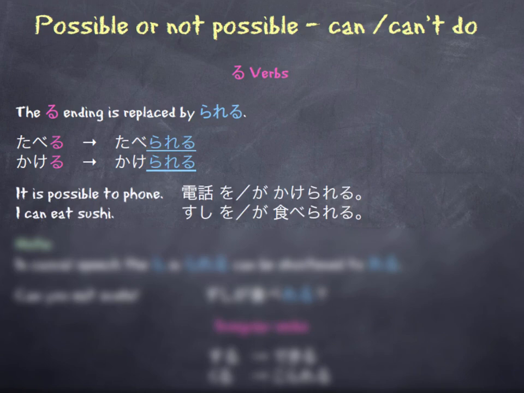Let's have a look at a couple of examples here. It is possible to phone. Denwa o or denwa ga kakerareru. And finally, I can eat sushi. Sushi wo or sushi ga taberareru.